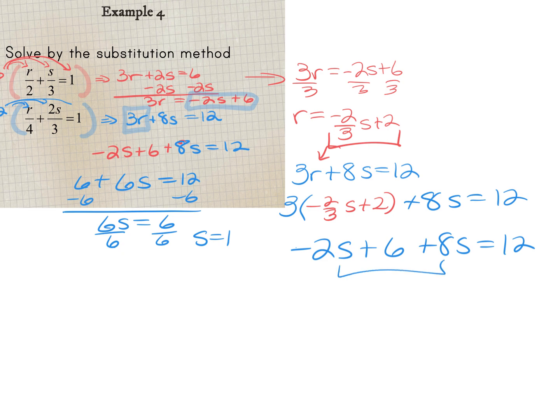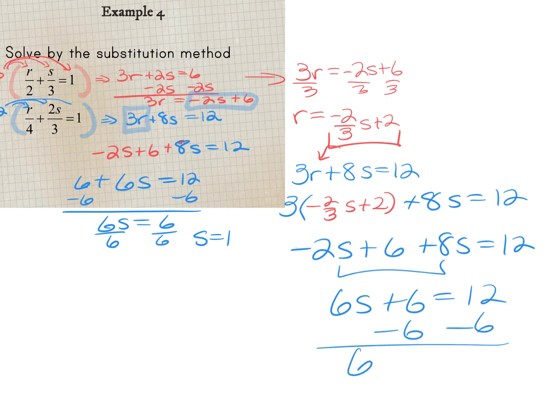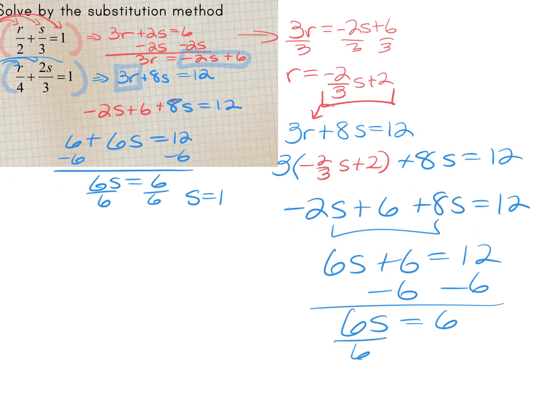Combine these like terms, and this is the same thing I just solved over there. So this is another way to do it. Divide, and s equals 1. Now, we've only found half of our ordered pair.